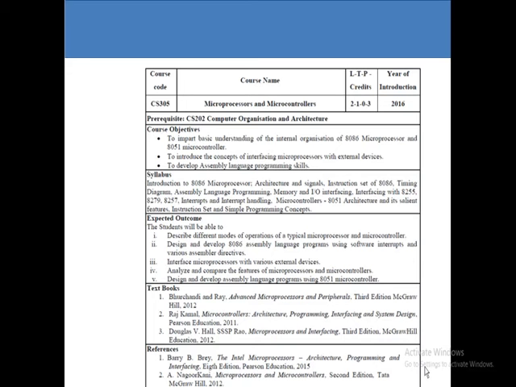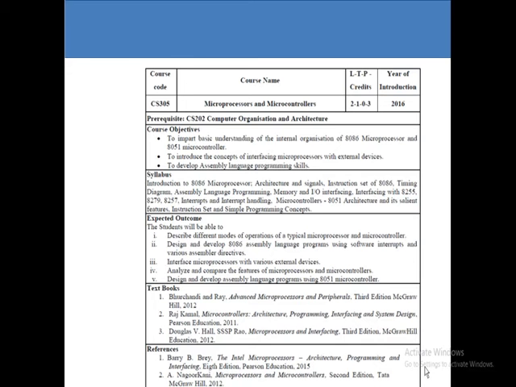of a typical microprocessor and microcontrollers, and you will be able to design and develop 8086 assembly language programs and interface microprocessors with various external devices, and you will be able to analyze and compare the features of microprocessors and microcontrollers, and you will be able to design and develop assembly language programs using 8051 microcontrollers.